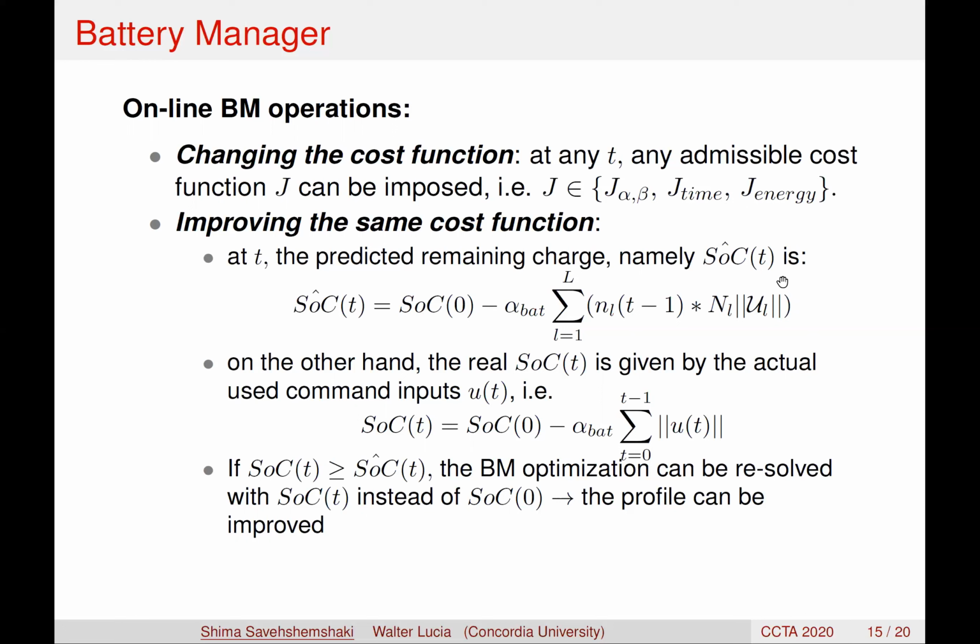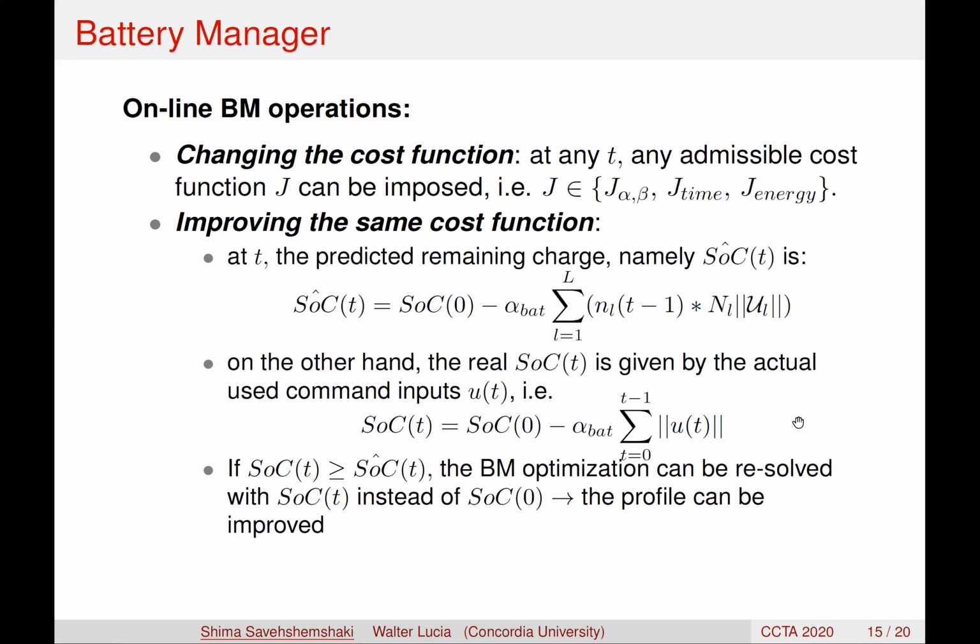To improve the same cost function, we can calculate the predicted remaining charge by using this formula. By using this formula, we subtract the predicted consumed charge from the initial state of charge, and we will then have this predicted remaining charge. On the other hand, we can calculate the actual state of charge by using this formula and using the inputs u of t at each t.